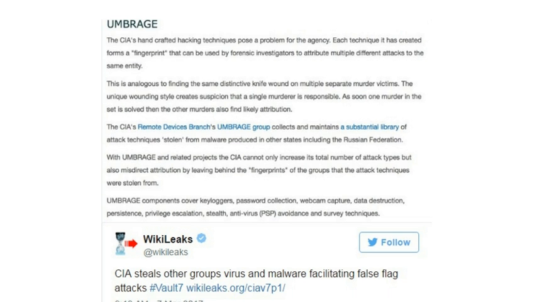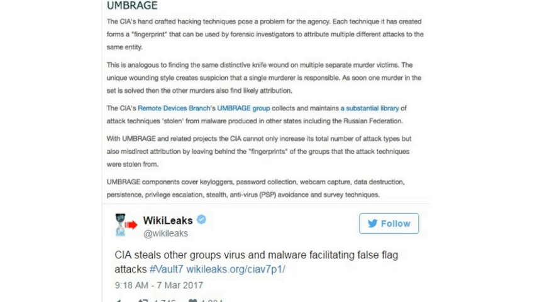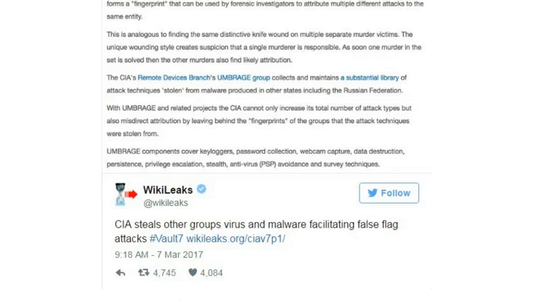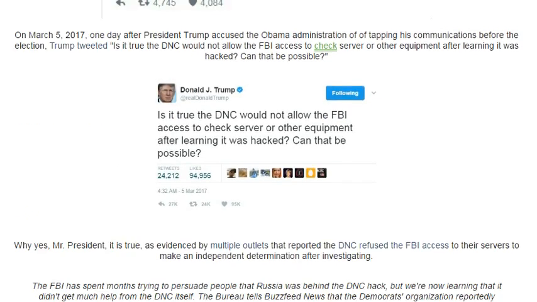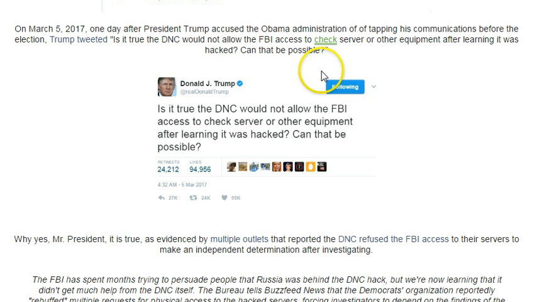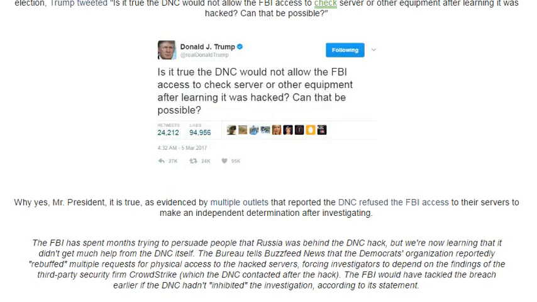This is the WikiLeaks tweet on Umbrage. They say CIA steals other groups' virus and malware, facilitating false flag attacks. Now, you remember also on March 5th, one day after Trump accused the Obama administration of tapping his communications before the election, Trump tweeted, "Is it true the DNC would not allow the FBI access to check server or other equipment after learning it was hacked? Can that be possible?" Why, yes, Mr.